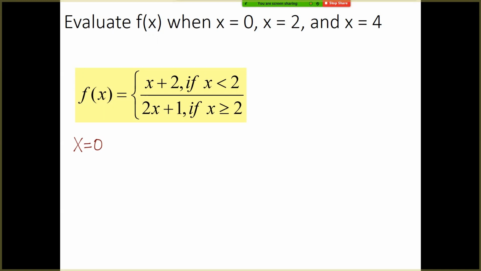Is 0 greater than 2 or less than 2? Less than 2. So since 0 is less than 2, we're going to evaluate it at x plus 2. Which just means f of 0 equals 0 plus 2. Well, 0 plus 2 is just 2. So the function at 0 equals 2, we plug it into that top one because x was less than 2. So there's the first answer.